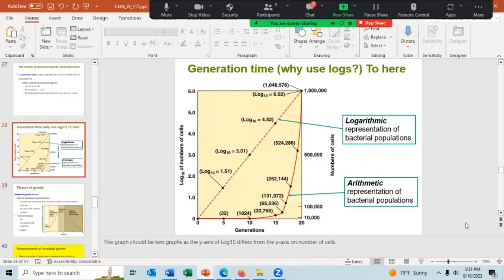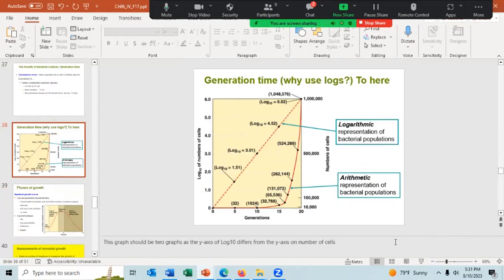When we're talking about the generation time of bacteria, microbiologists like to use a semi-log plot, where we have the log of the number of cells on the y-axis, and then the x-axis is an arithmetic axis having the time. If we were to plot this with the cell number on the y-axis and the time on the x-axis, which is also arithmetic, we would have a curve like this. We don't like curves like this because, let me blow this up.